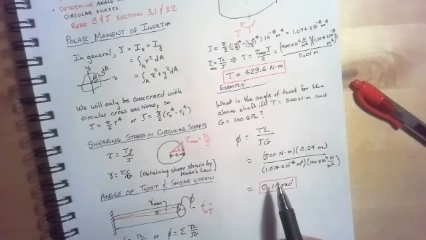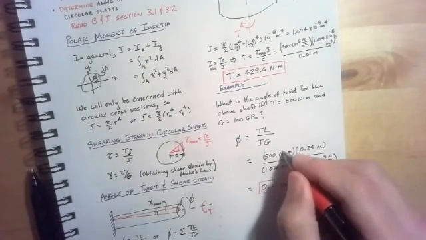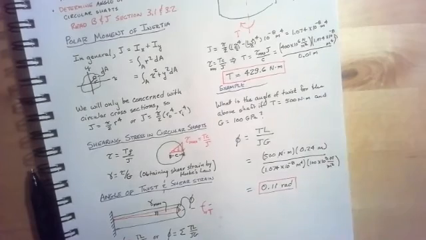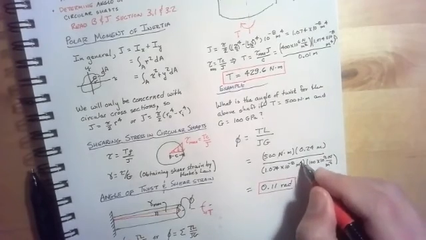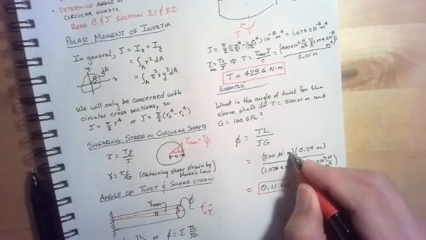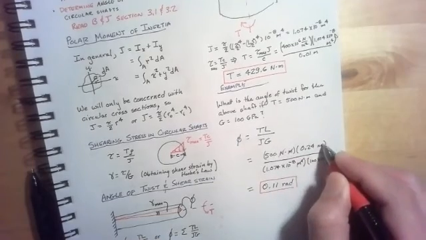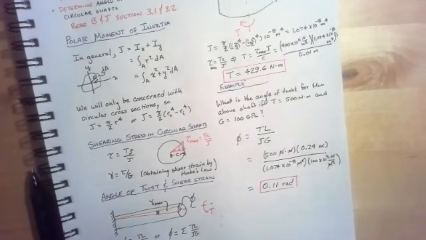And when I take a look at all of the units, I would notice that this Newton cancels this Newton. This meters to the fourth is taken care of by this meter, and this meter squared, and I am left with something that is unitless. So whenever I apply this formula, phi is going to come out in radians, not in degrees.